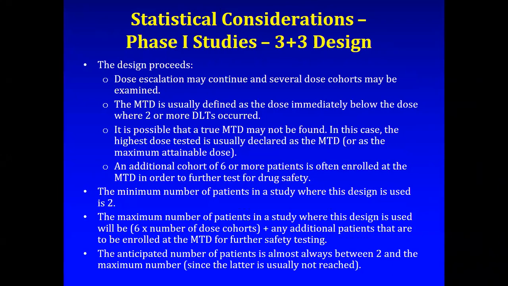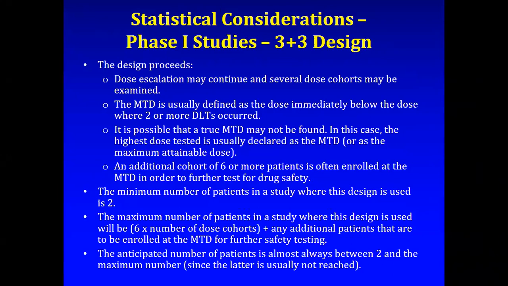And I wrote out the most common definition of an MTD, and I don't remember if Mansoor gave you one in his handout or not. If he did, it should be similar to this one. Once we get through the phase 1 design, often an additional cohort of 6 or more patients will be enrolled at the MTD to further test the drug for safety. So when I'm evaluating the statistical parts of phase 1 designs, in addition to the number of cohorts, I look for some discussion about how many patients are expected to be enrolled.